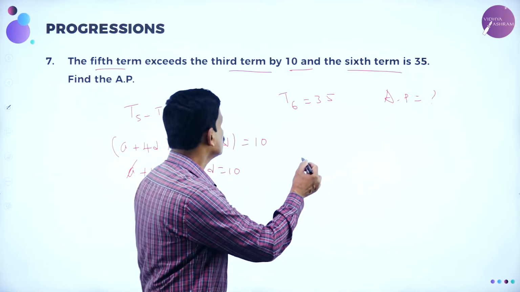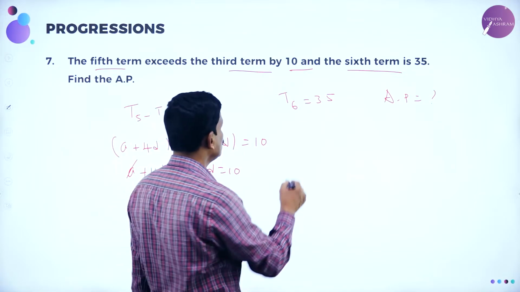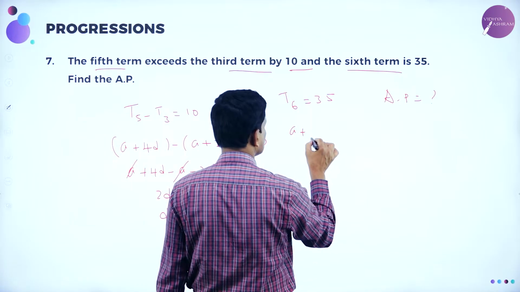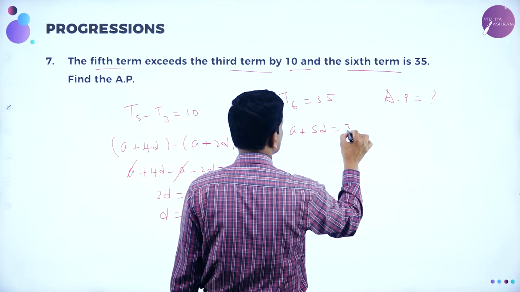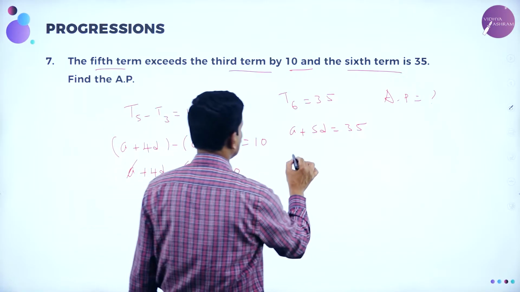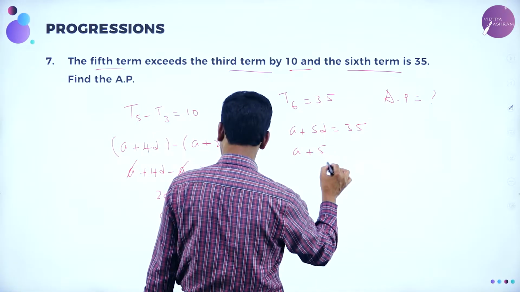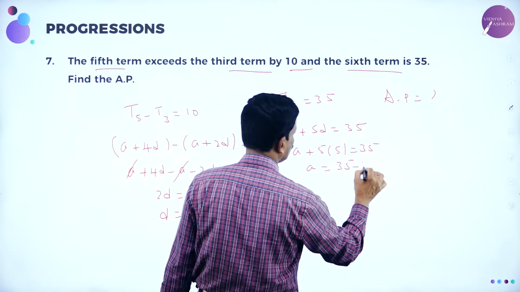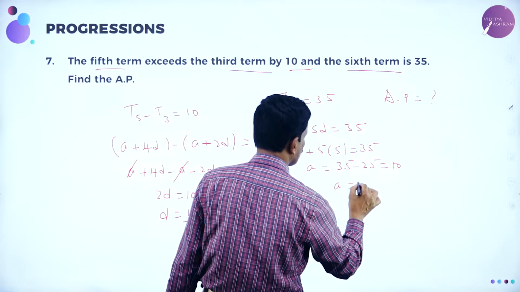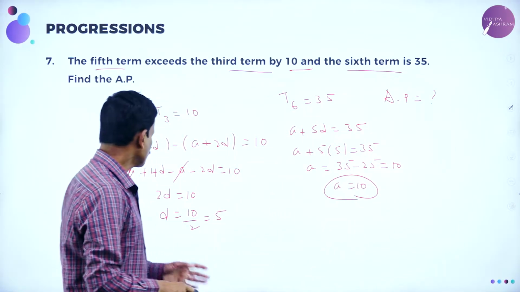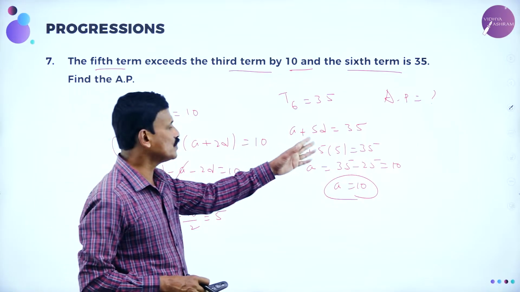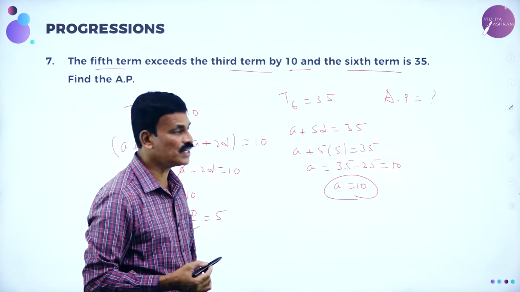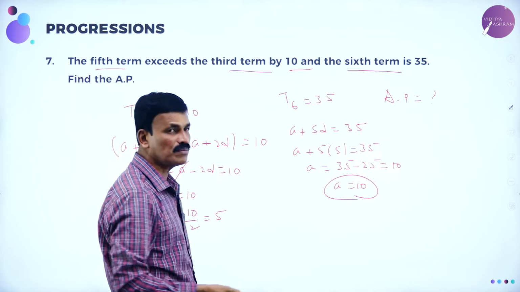Now from this, the sixth term is given. T6 is equal to a plus 6 minus 1, which is 5d, is equal to 35. Now substitute the value. A plus 5 times d, d is 5, is equal to 35. A is equal to 35 minus 25, that's equal to 10. The first term is equal to 10. Just find out the value of a from the given sixth term. T6 is nothing but a plus 5d is equal to 35. A is equal to 35 minus 25, which is 10.